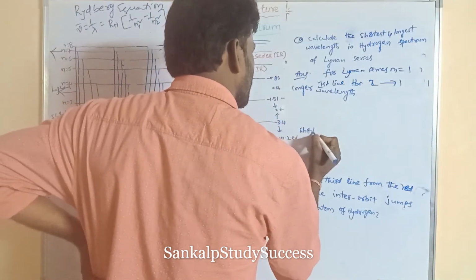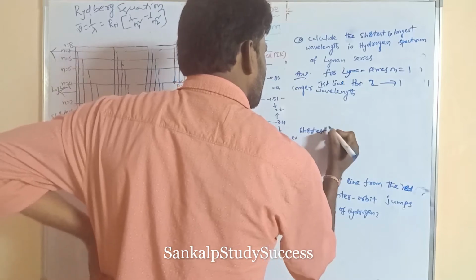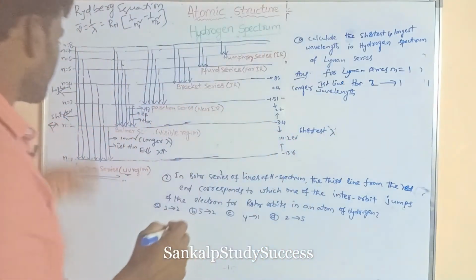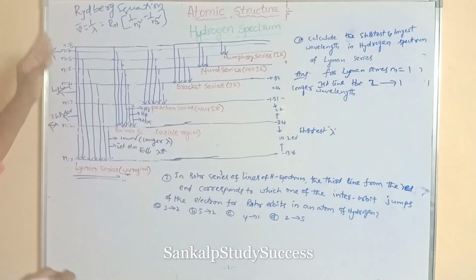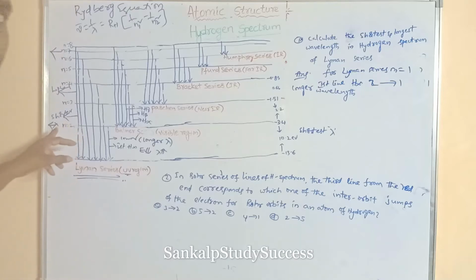Shortest wavelength. Shortest wavelength means its energy is high. In the Lyman series, which line has higher energy? The limiting line has higher energy. This is the limiting line, the last line. This is not a limiting line. So from infinity to 1, that is the limiting line. That has the shorter wavelength. Its lambda is less, its energy is more.